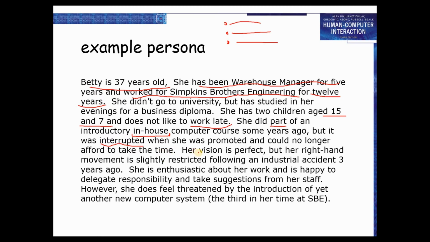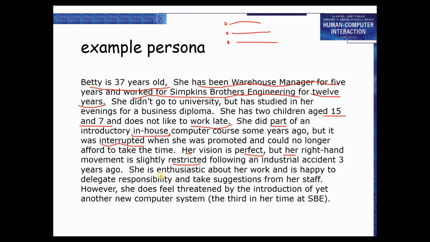Now some physical properties. Her vision, eyesight, is perfect, but her right hand's movement is slightly restricted. She can't move it properly. Why? Following an industrial accident 3 years ago. 3 years ago she was working here in the company and she had an accident. And because of that accident, she can't move her hand properly.